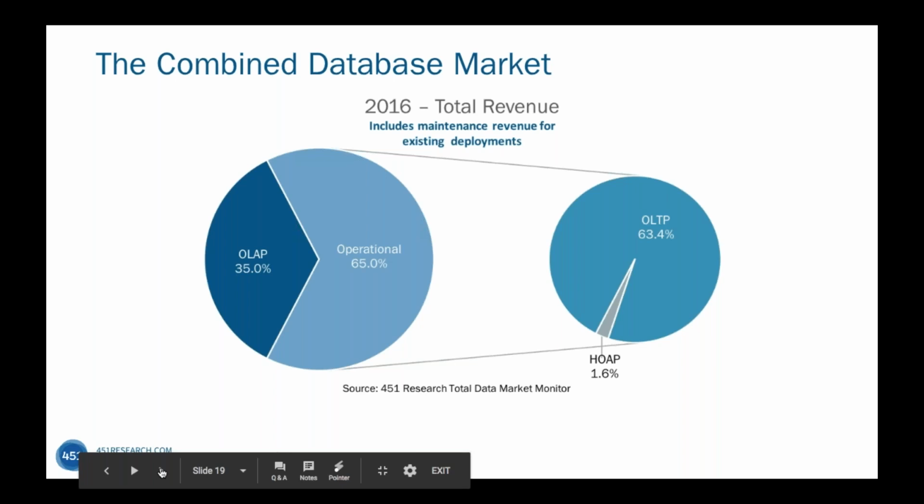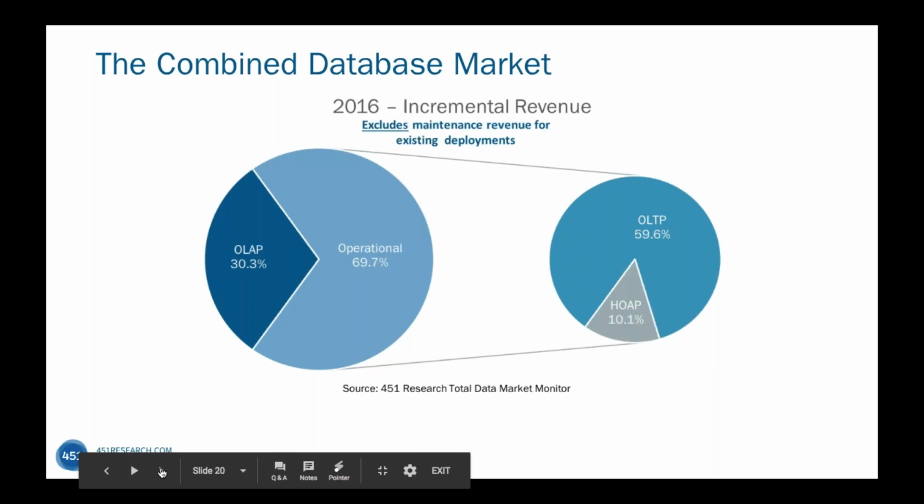Now, you could look at this and say, well, this doesn't seem that important, then why are we bothering to talk about it? But the important thing you have to take into account here is these numbers include maintenance revenue for existing database deployments, the vast majority of which were not designed to support hybrid operational analytic processing. They were designed for the old traditional world of OLTP and OLAP. So perhaps to get a better picture of where HOAP fits, we should exclude the kind of ongoing maintenance revenue. Let's just focus on the new revenue. New revenue is being driven by new projects for databases.